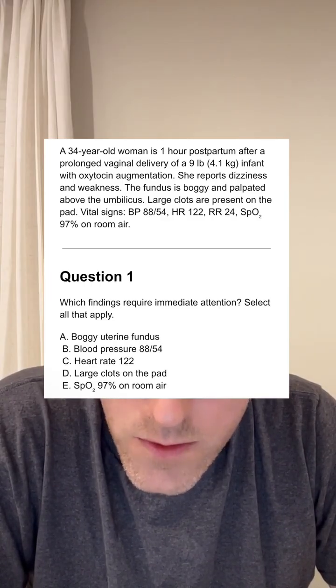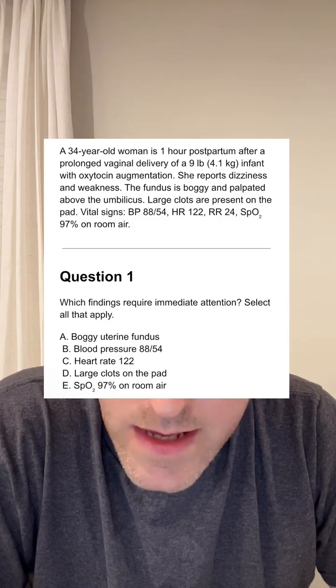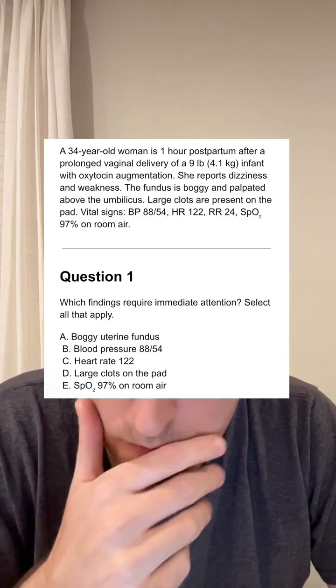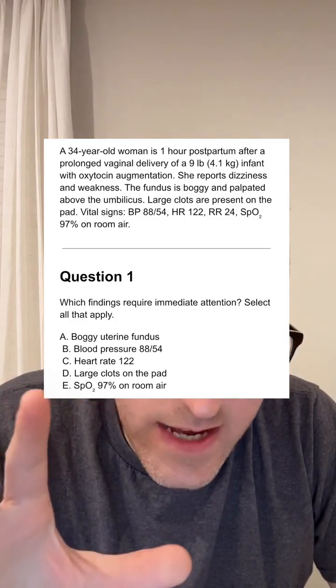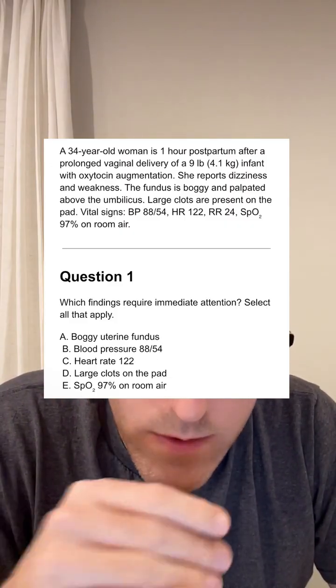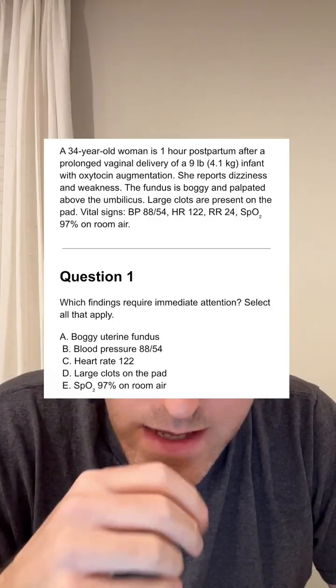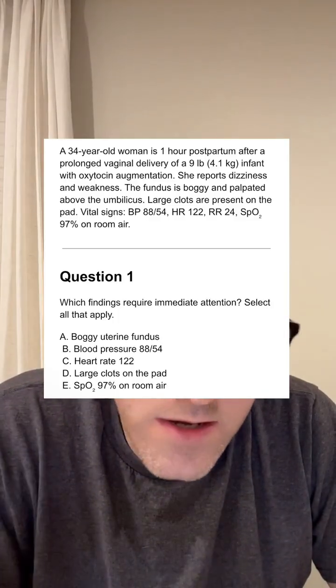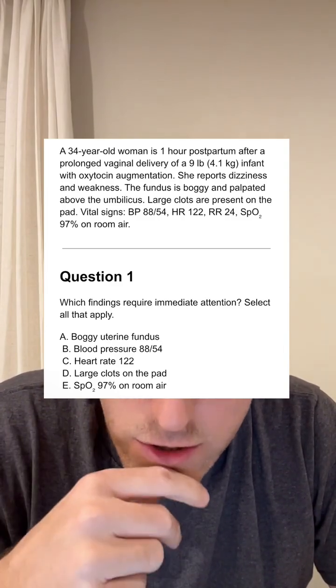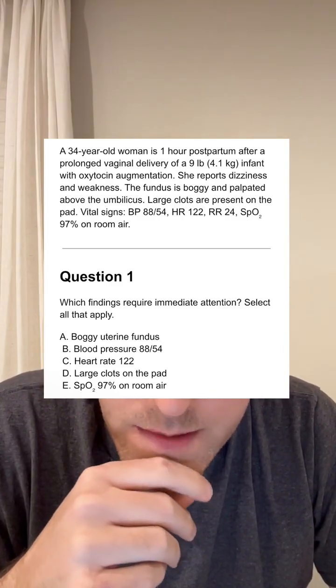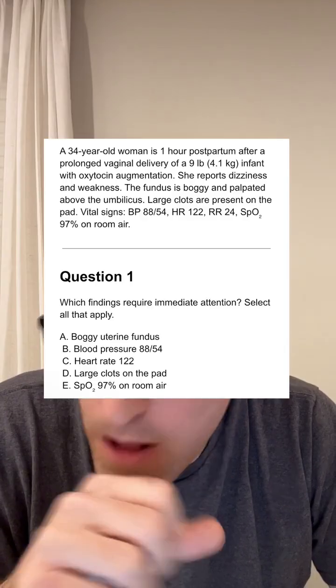So why not E? I think E was the one that some of you left out. Oxygen saturation here is currently adequate. It does not address the life-threatening issue. In postpartum hemorrhage, circulation fails before oxygenation. So this is a pretty common NCLEX distractor.